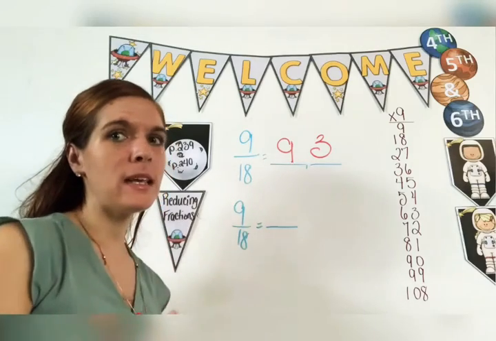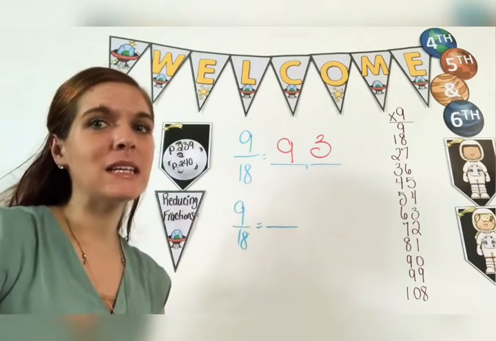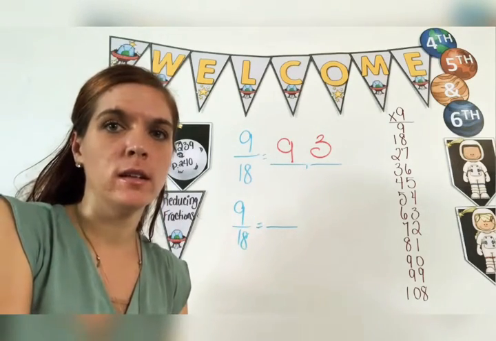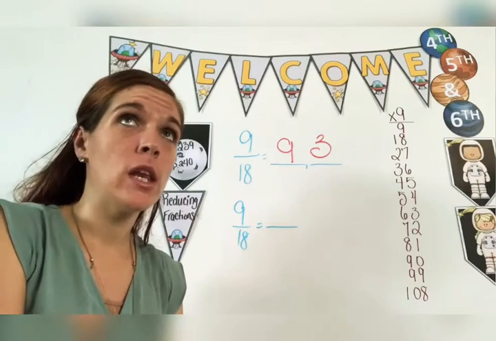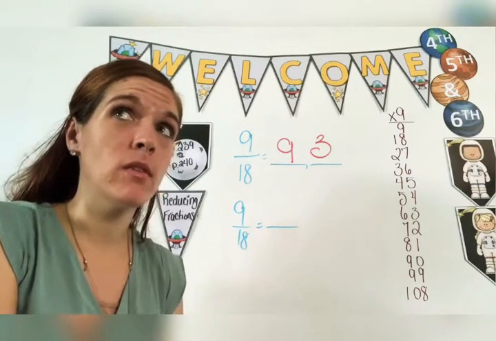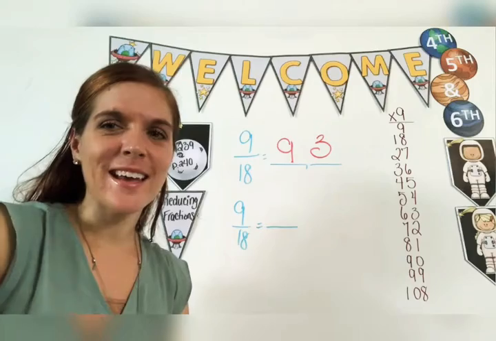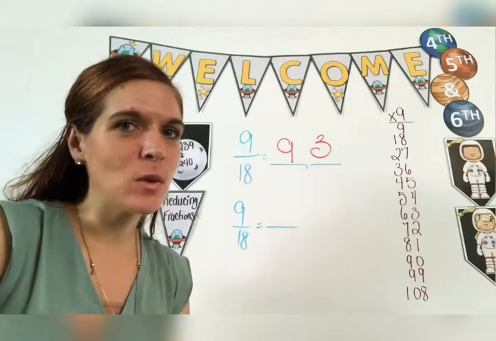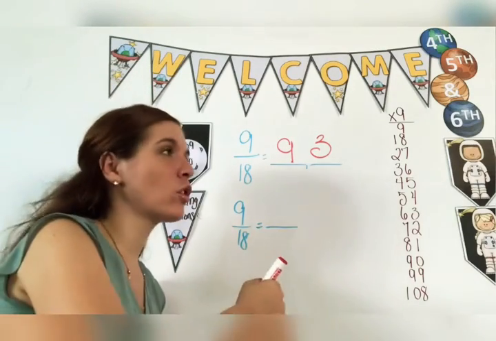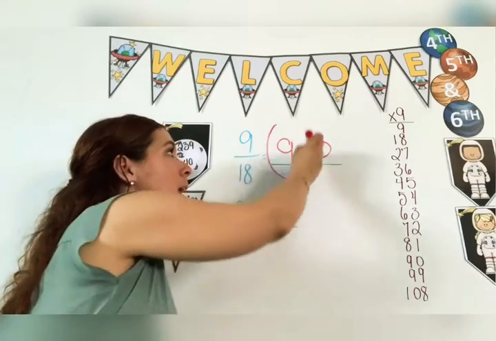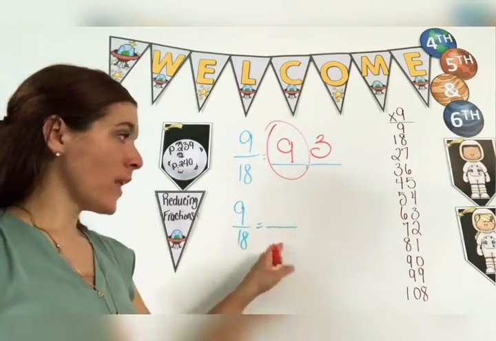Okay, tell me, what does it mean to find the best one? Waiting. What does it mean to find the best one? Yes, you guys, to pick the biggest one that divides into those. Good, so you're going to circle the what? The 9 or the 3? The 9, the biggest.